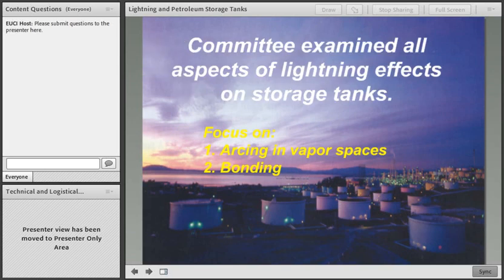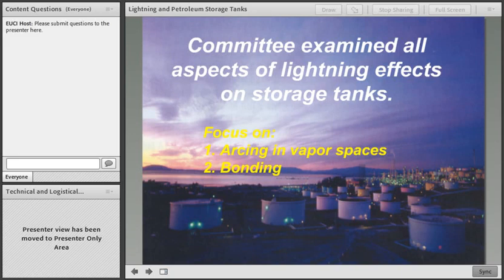When the committee started meeting in 1999, it became apparent to everyone that we really had to focus on two things. Number one, arcing in the vapor spaces. What this means is that we all acknowledge that the roof to seal interface may not be perfect, and so there may be some vapors present at the roof to shell interface. So if you have arcing or sparking at this location, this can be very, very dangerous and can lead to ignition. Second, we also focused on bonding.